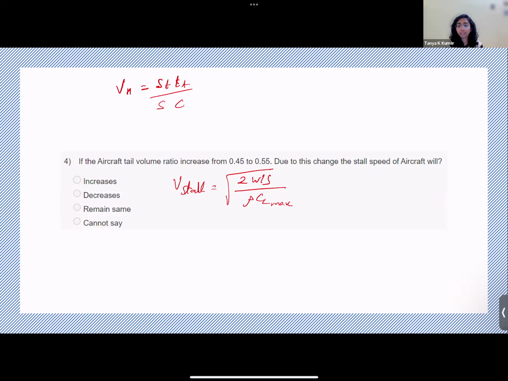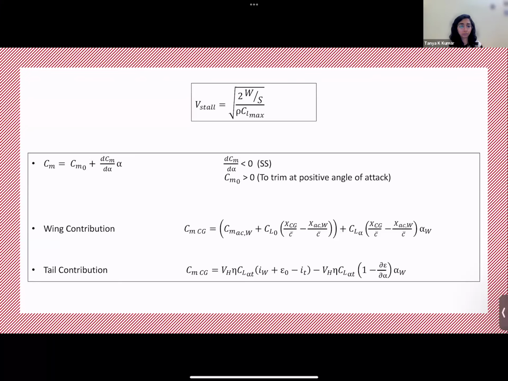Does VH appear anywhere in the Vstall equation? No. So a change in VH, a change in tail volume ratio, does not affect the stalling velocity. So it remains the same. So these are the formulae. So the Vstall formula we know.